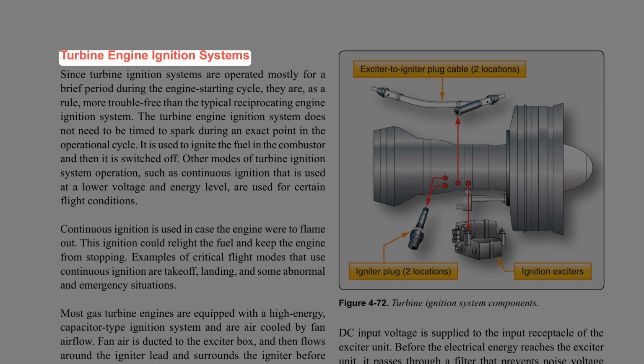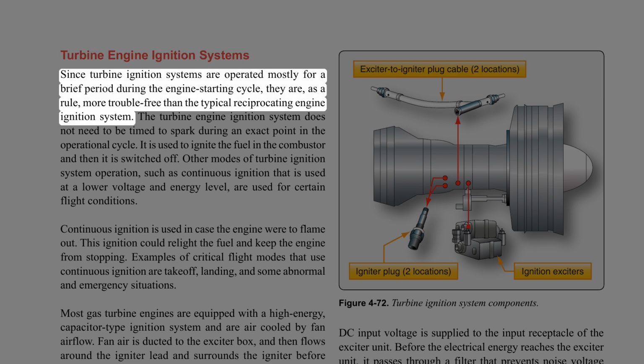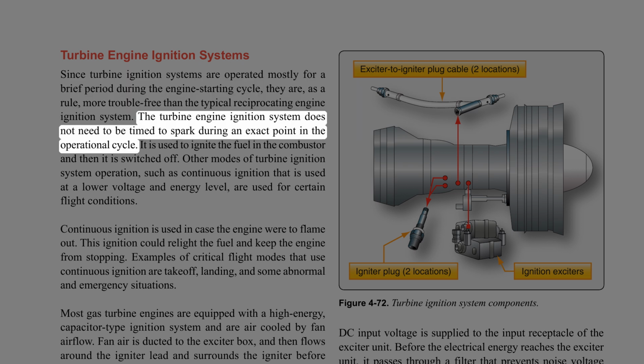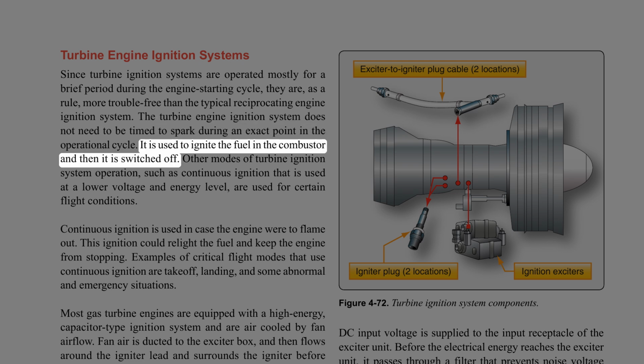Turbine engine ignition systems. Since turbine ignition systems are operated mostly for a brief period during the engine starting cycle, they are, as a rule, more trouble-free than the typical reciprocating engine ignition system. The turbine engine ignition system does not need to be timed to spark during an exact point in the operational cycle. It is used to ignite the fuel in the combustor and then it is switched off.